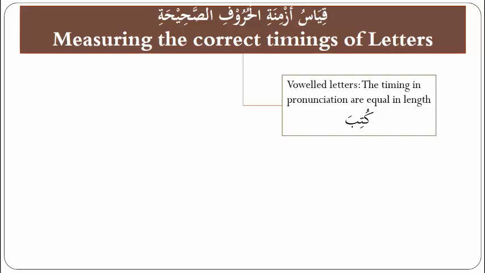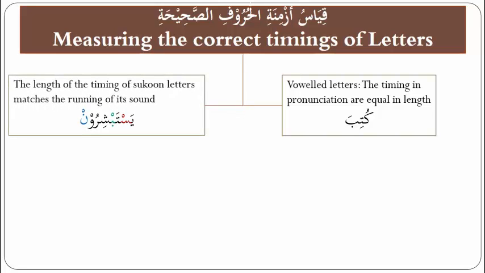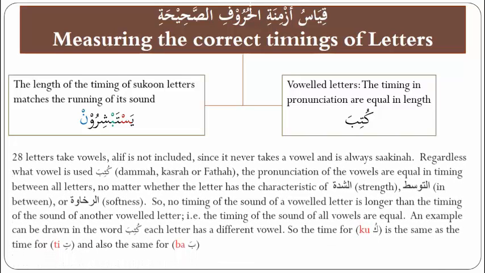Letters are divided into two categories: vowel letters, in which the timing in pronunciation is equal in length, like in the example kutiba, all of them have the same length, inshallah, in the timing. The other category is the length of the timing of the sukun letters. This matches the running of its sound, like the example yastabshirun. We're going to explain this inshallah, but we are going to first deal with the vowel letters.